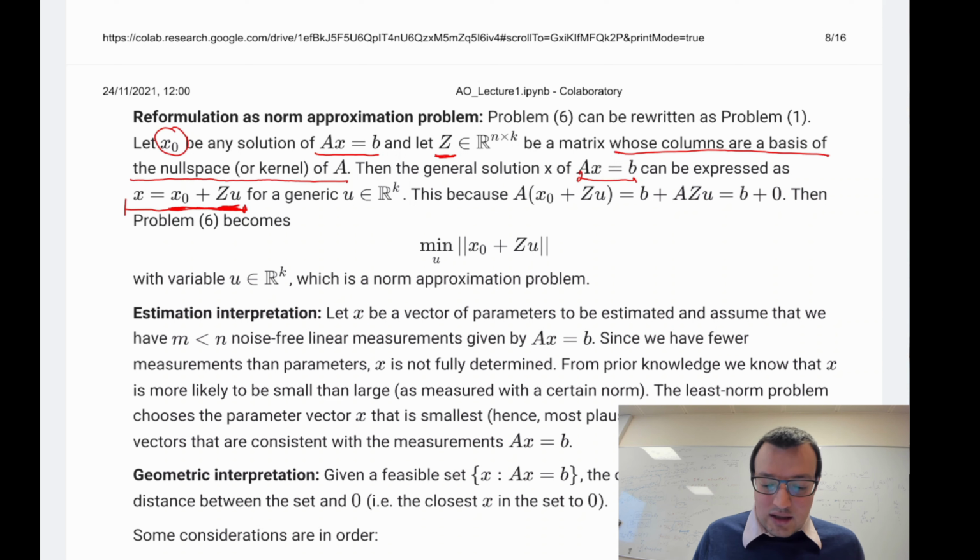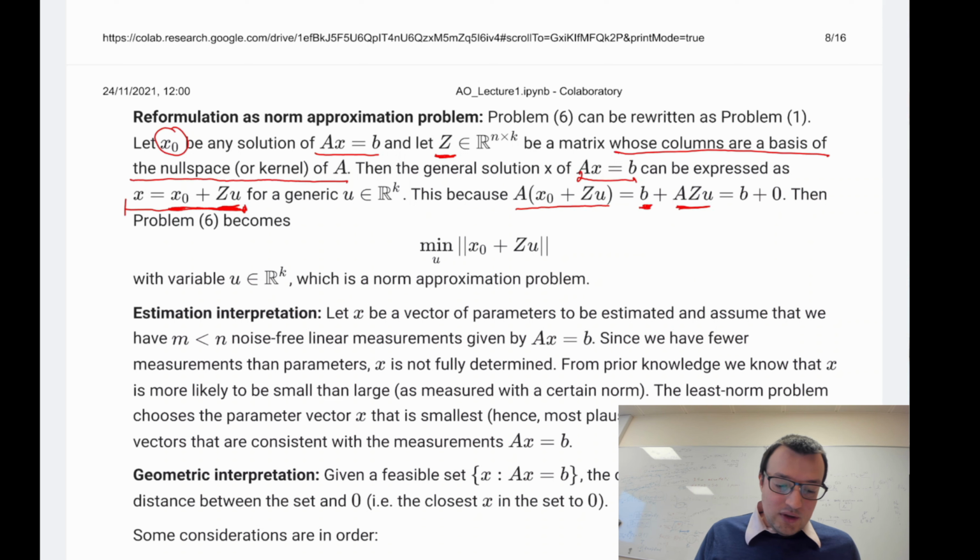That's because if we multiply A by x0 plus Zu, then A times x0 is b, because x0 is a particular solution. And then A times Z times u is going to be 0, because the columns of Z are in the kernel of A, and so by definition that gives you 0.